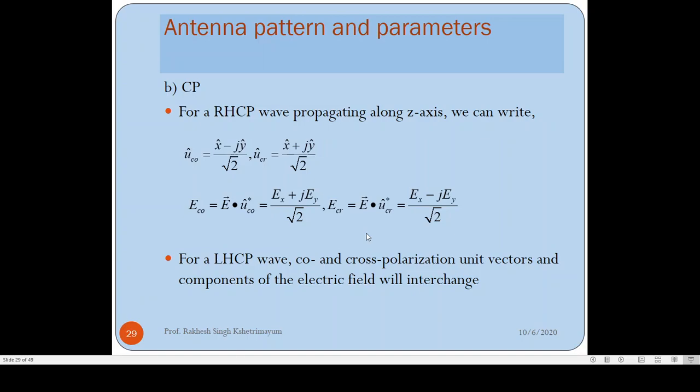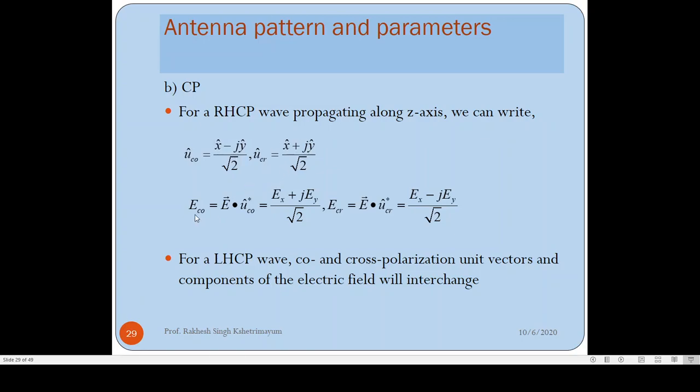Similarly, if you want to find E co and E cross for the right hand circular polarized wave, consider a right hand circular polarized wave propagating along the z axis. The u co component will be x hat minus j y hat divided by root 2. The u cross component will be x hat plus j y hat divided by square root of 2. This is the unit vector for the right hand circular polarized wave. This is the unit vector for the left hand circular polarized wave. This is the co-component, this is the cross component.